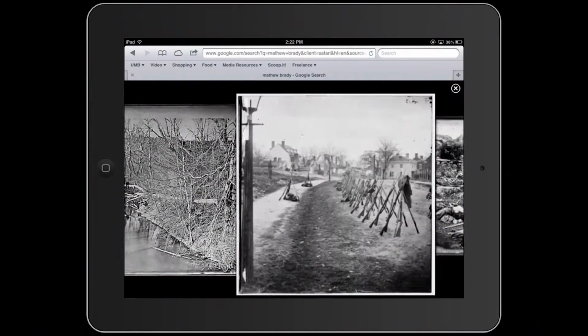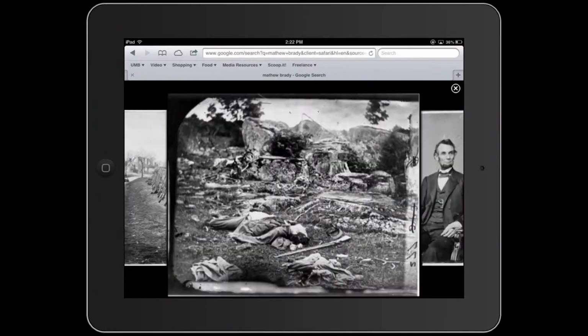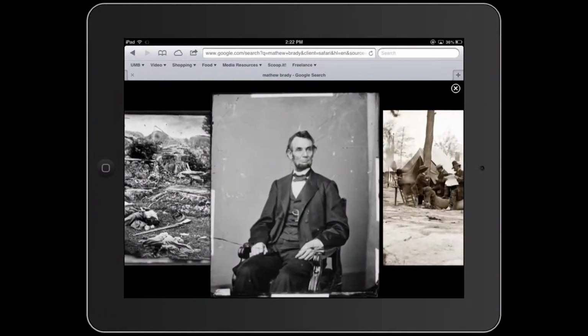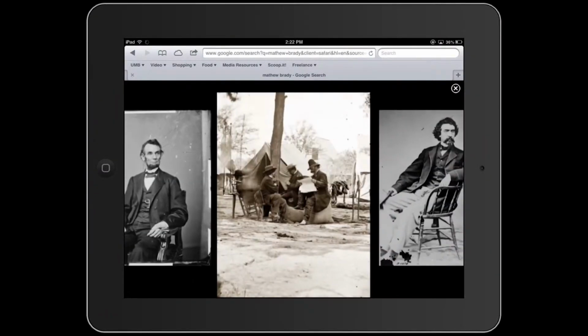So we used the web browser for that, and they were also able to use the library databases on the iPads to access information that way that we could use in class as well.